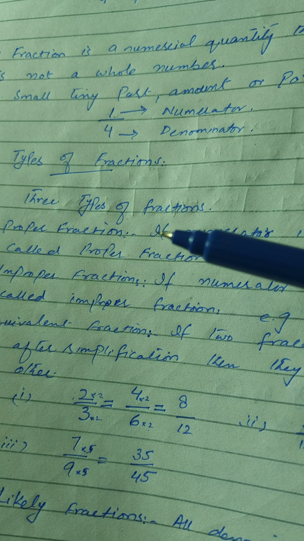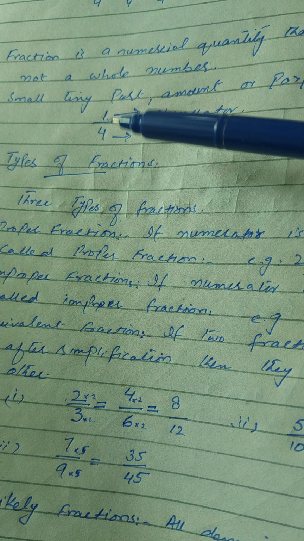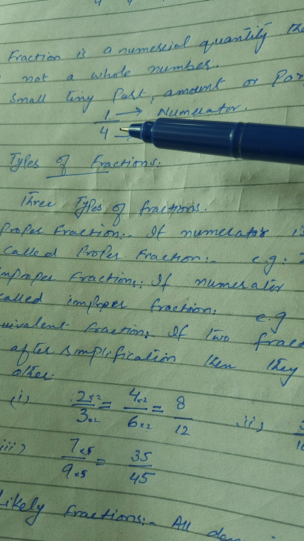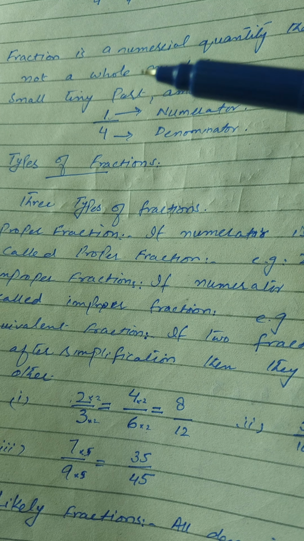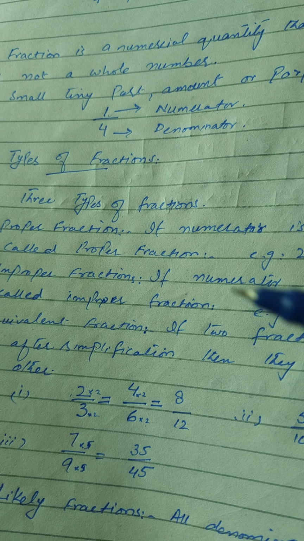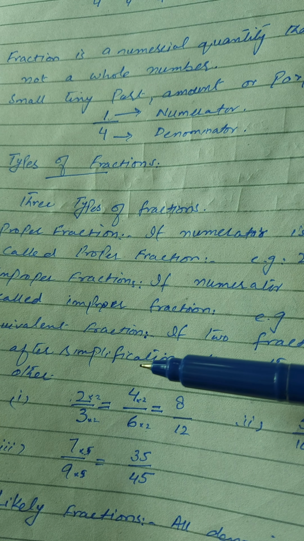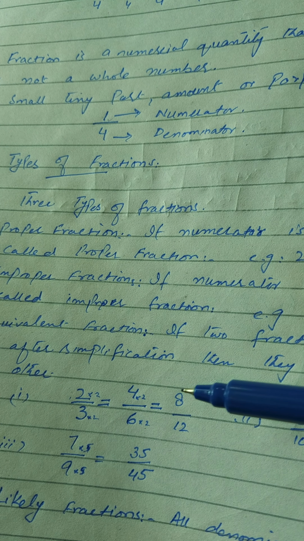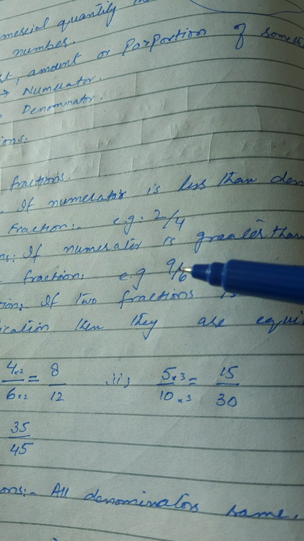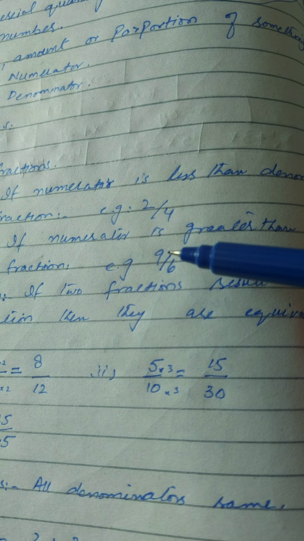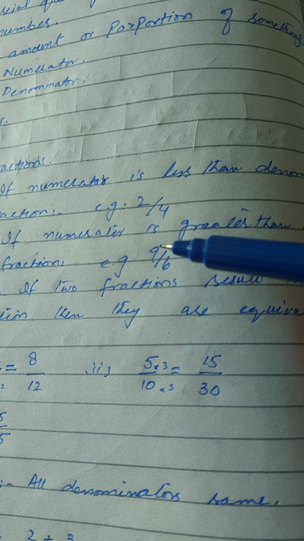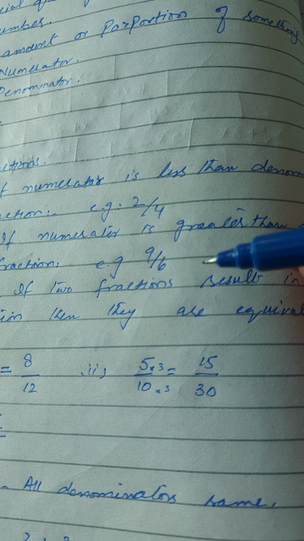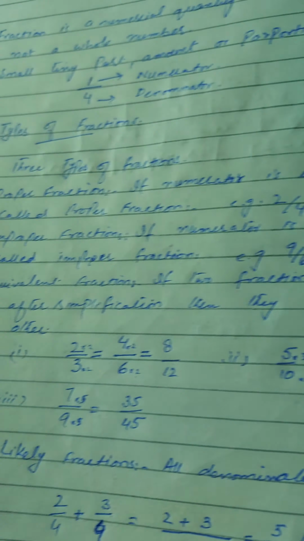A proper fraction is one where the numerator is lower than the denominator. And if the numerator is greater than the denominator, then it will be an improper fraction. For example, I have given an example of 9 by 6. The upper part of the fraction is 9 and the lower part is 6, so we can say that this fraction is an improper fraction.